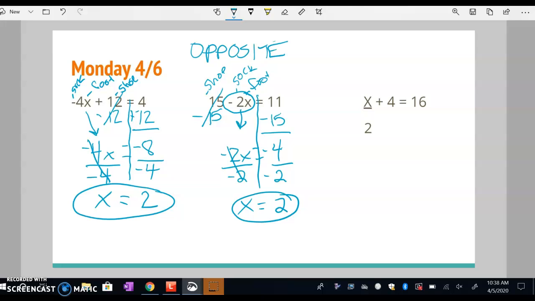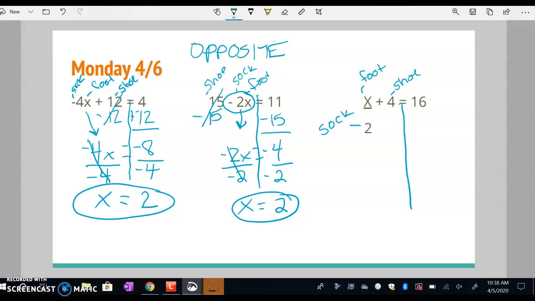Here's the last example, and this one looks a little bit different, but we're not going to freak out. We're still going to start by labeling a variable as our stinky foot. The number that's touching it is our sock, and the other number is our shoe. I'm still going to draw my scale, remind myself to do the same thing on both sides. And I'm still going to use the opposite operation to take off the shoe and the sock.